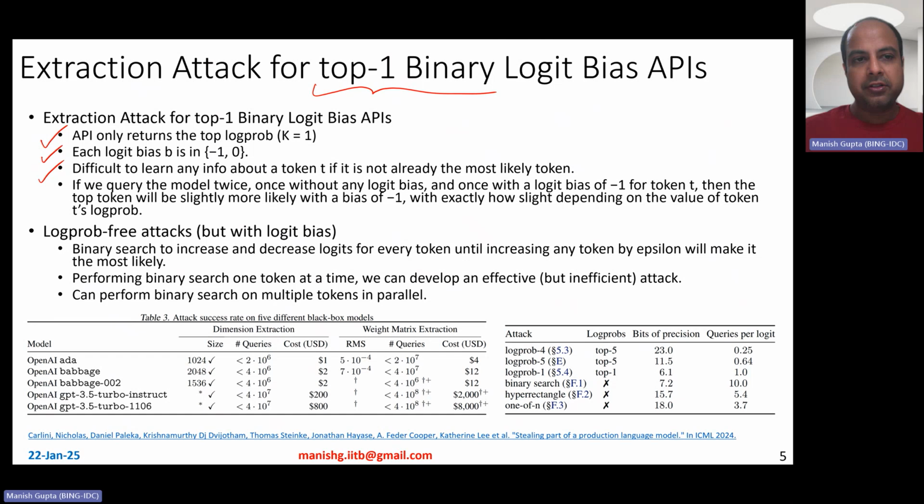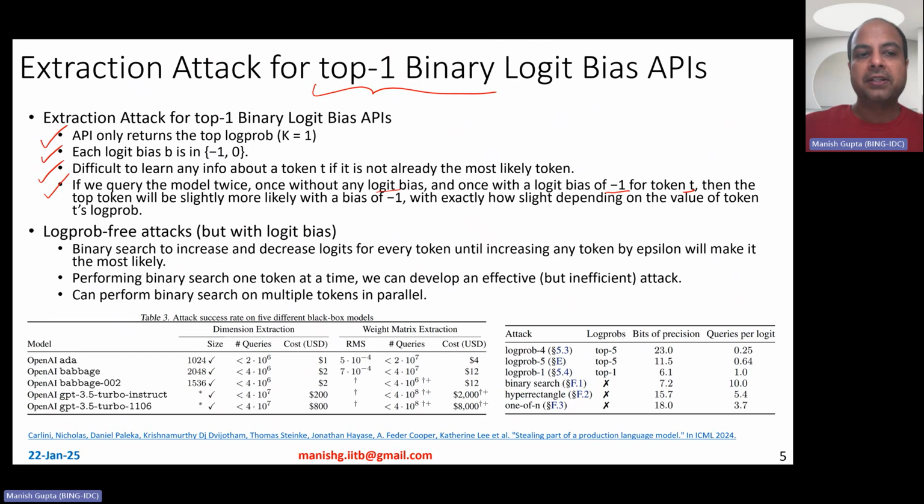However, the goal is that you will query the model twice, one without any logit bias and one with the logit bias of -1 for the token T, thereby pushing the particular token to be the top token in that sense. And then you can actually repeat the same process as on the previous slide. However, you will take many more queries to be able to reach a good estimate of the dimensionality and the weight matrix.